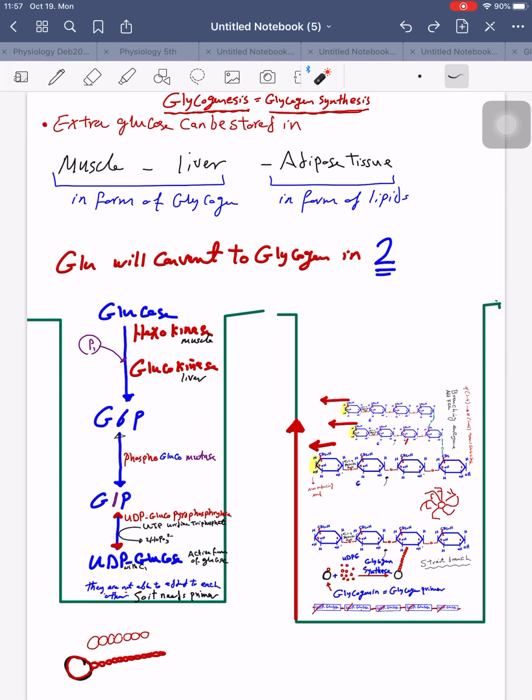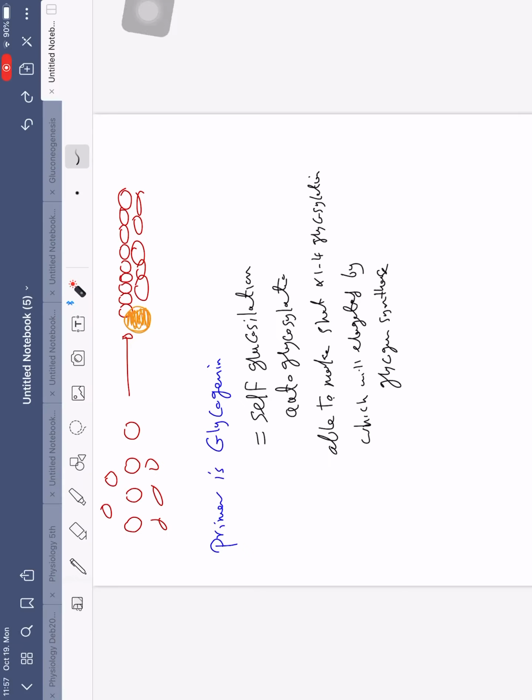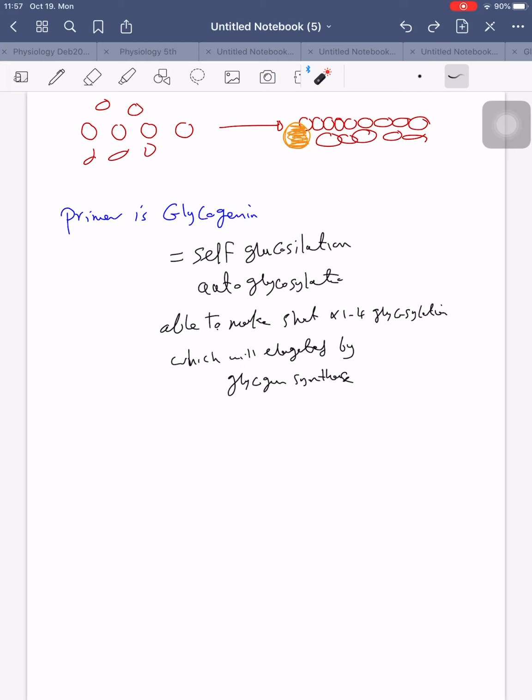Here is how we build up glycogen. Now we build up glycogen. You know what is the primer? It's glycogenin, and it is self-glycosylating. It is a protein which can add glucose to itself. We call it auto-glycosylation. This can make a short alpha-1,4 chain. Remember, alpha-1,4. It makes the same bond as glycogen synthase. What is the bond of glycogen synthase? Alpha-1,4. But glycogenin can make a short chain, while glycogen synthase can make a very long chain.